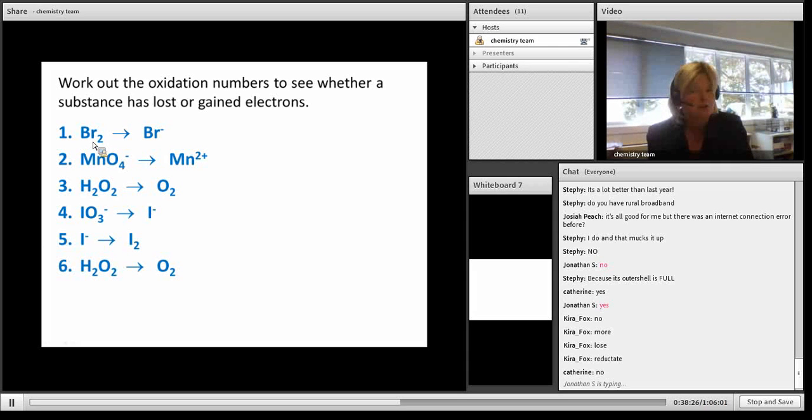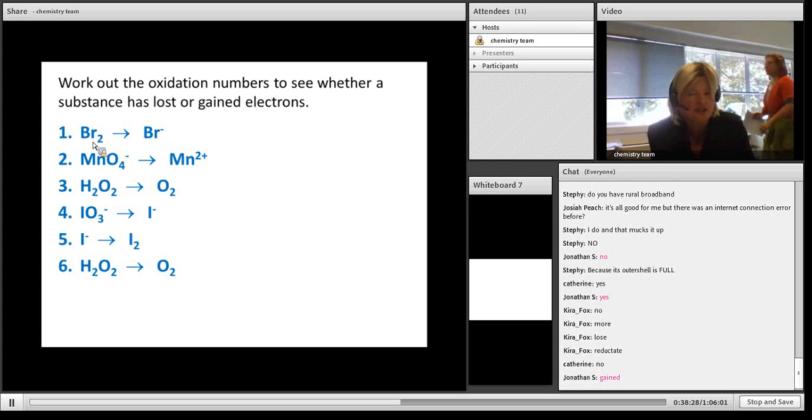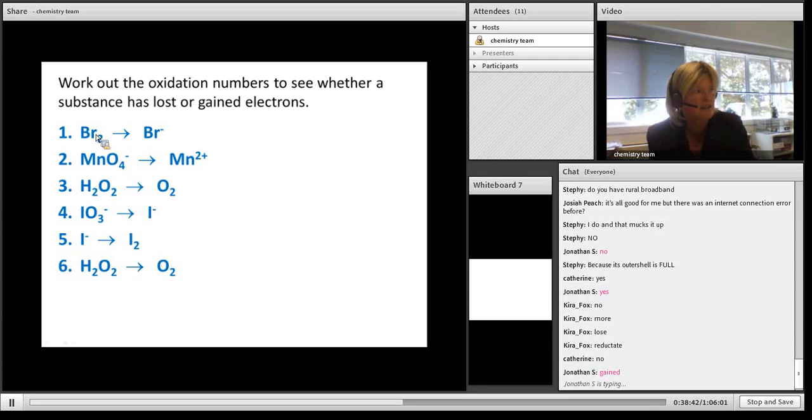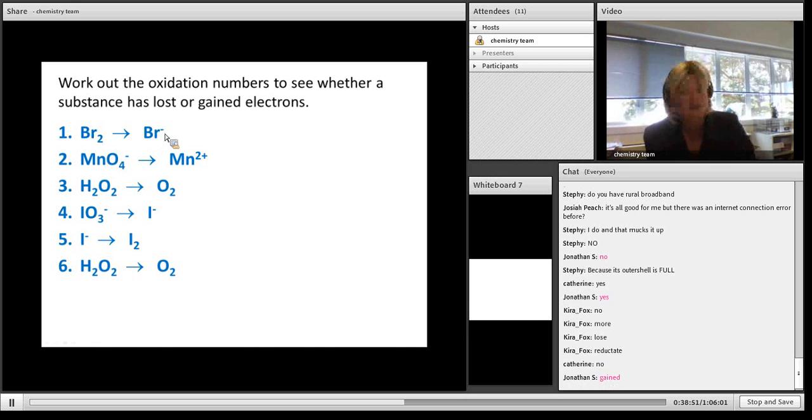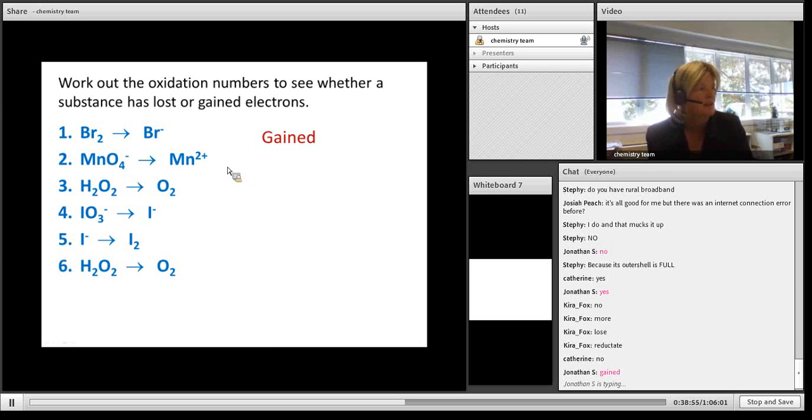So you're going to have to work out some oxidation numbers. But the first one is fairly simple. So has the bromine lost or gained electrons? Can you see it's gained? It's simple because it's gone from neutral to -1. Bromine is by itself, so its oxidation number is 0. Here it's -1, rule number 4. It's gone from 0 to -1, gained. Okay, so it's gained there.